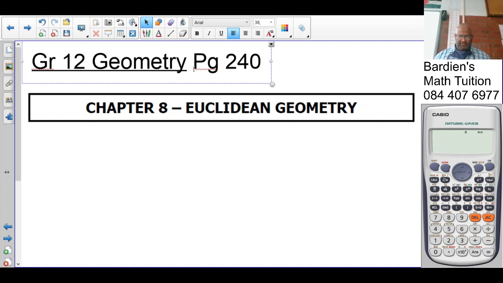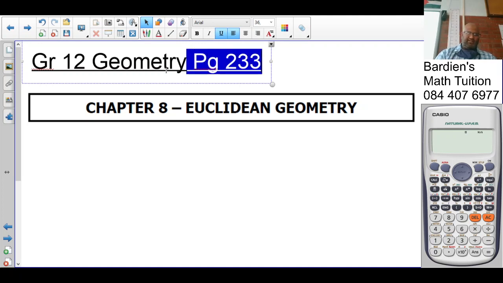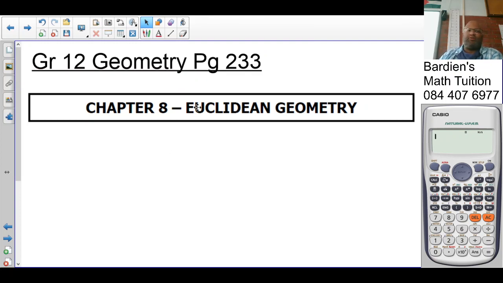Okay, different books is different. The textbook I have in my hand is 233. So as time carries on, they correct the mistakes and so on, or they take out what is unnecessary and replace certain topics with more work. So we're looking at this basically chapter 8 in any textbook. Okay, it's the Euclidean Geometry section.